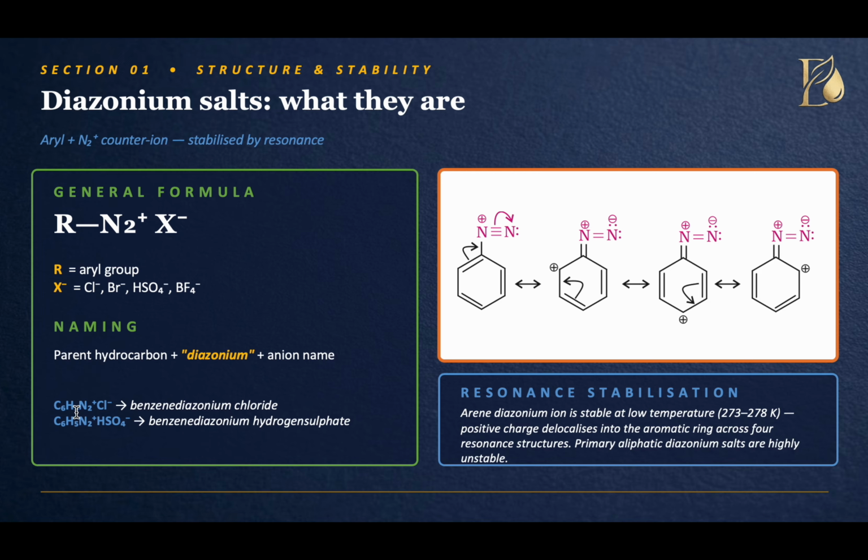So if it is C6H5, that is benzene ring. So parent hydrocarbon is benzene. Then you have to add the term diazonium, then the anion name. Here in this example you can see C6H5N2+ Cl-. So parent hydrocarbon is benzene, anion is chloride. So the name is benzene diazonium chloride.